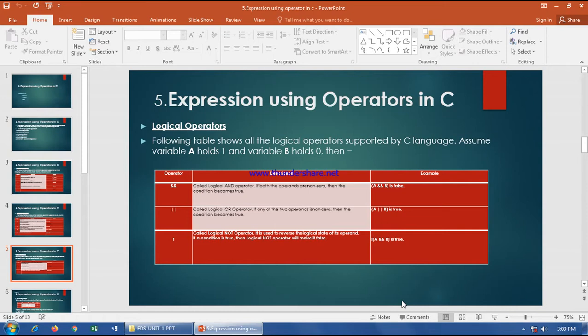Then the OR operator. If either of the two operands is non-zero, then the condition becomes true. So A OR B is true. The next one is the NOT operator. It is used to reverse the logical state of its operand. If a condition is true, then the logical NOT will make it false. That is, NOT of A AND B is true. So these are the logical operators.